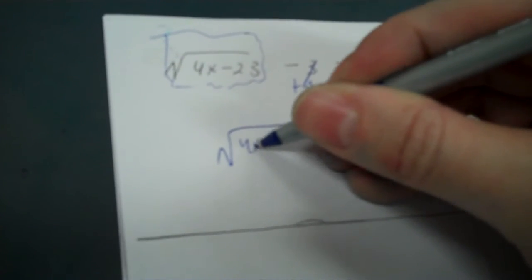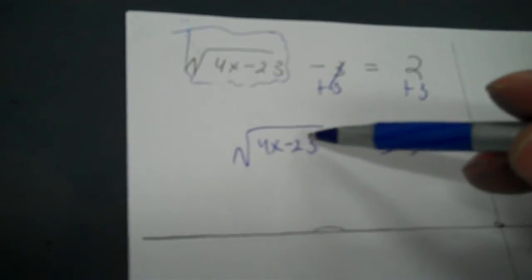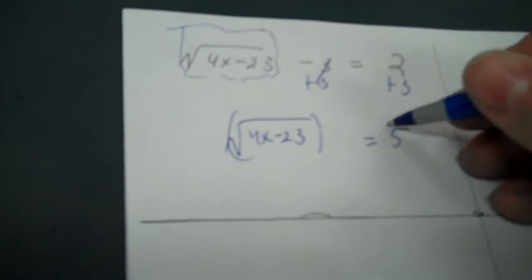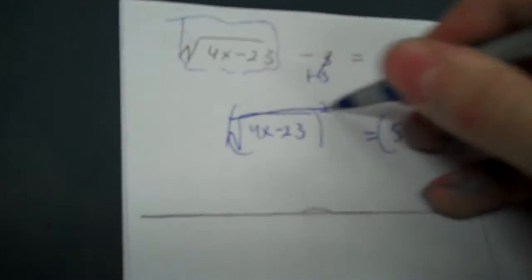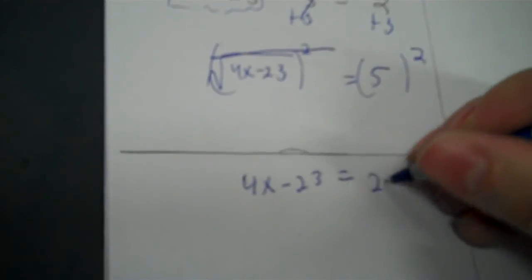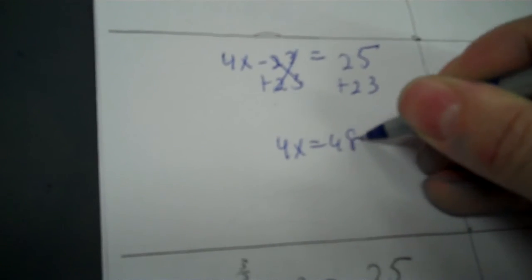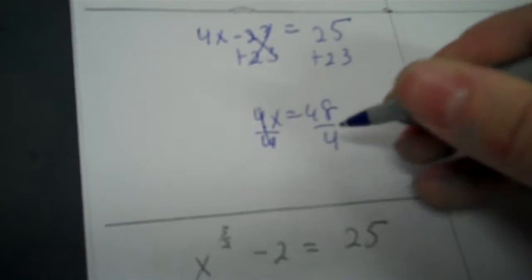Okay, you have a minus 3, so we got to add 3. Takes us to 5, and I've got radical 4x minus 23. Now to get inside the radical, we have to get rid of the radicals. So we parenthesize each side, second, second. Okay, 4x minus 23. 5 times 5 is 25. Then we plus 23. That's 48, so 4x equals 48, and we divide by 4. 48 divided by 4 is 12, okay?